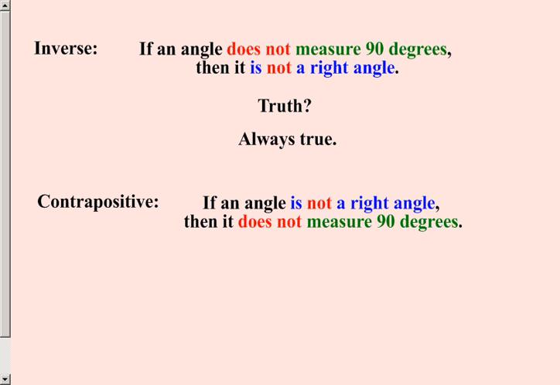Okay, so we'll stop and take a look at the truth of that. If an angle is not a right angle, then it does not measure 90 degrees. Well, as anticipated, that is absolutely the truth. If an angle is not a right angle, then it cannot measure 90 degrees. Okay, so there you see it. We started off with a very solid conditional statement, and then no matter which of the negations you look at, we end up with truthful statements over and over again.